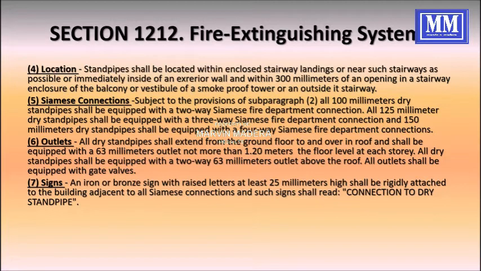All dry standpipes shall extend from the ground floor to the roof and shall be equipped with a 63 millimeter outlet not more than 1.2 meters above the floor level of each story. All dry standpipes shall be equipped with a two-way 63 millimeter outlet above the roof. All outlets shall be equipped with gate valves.